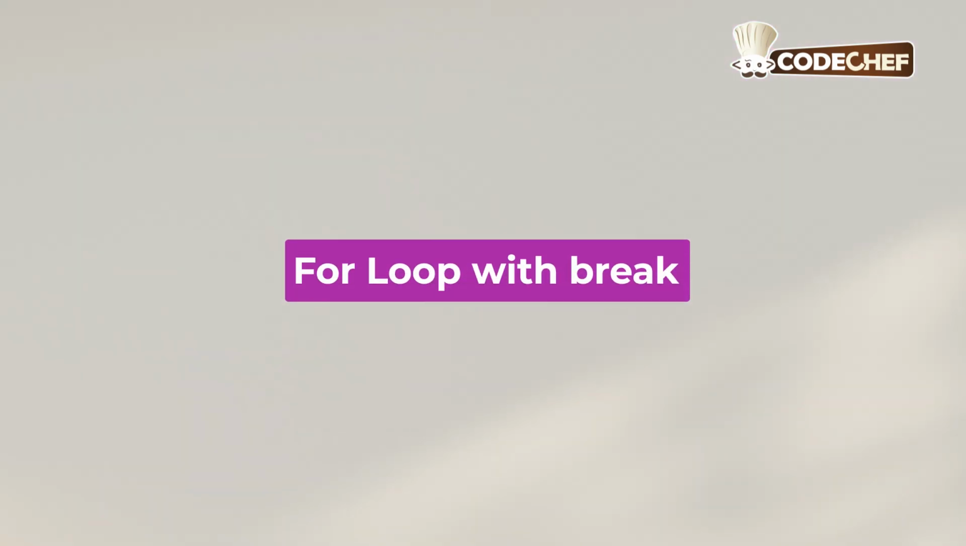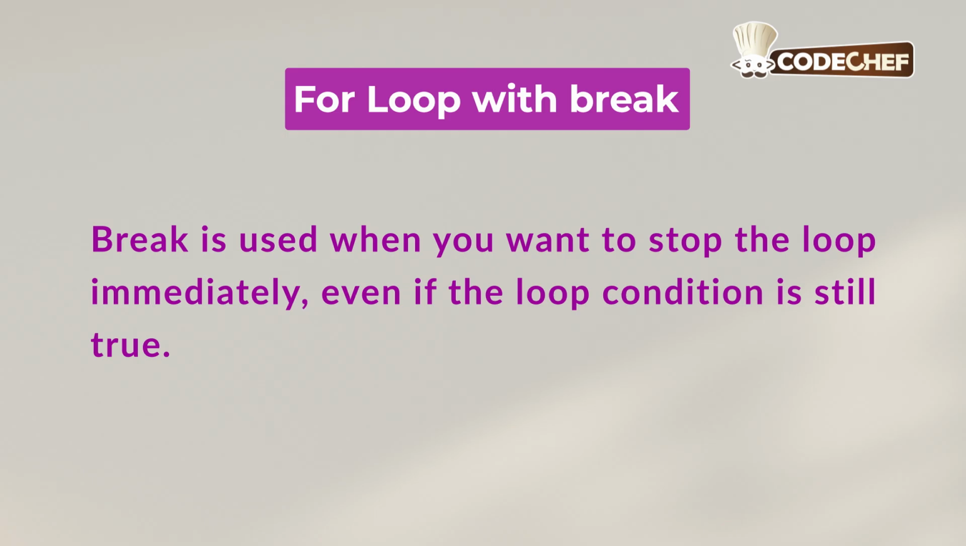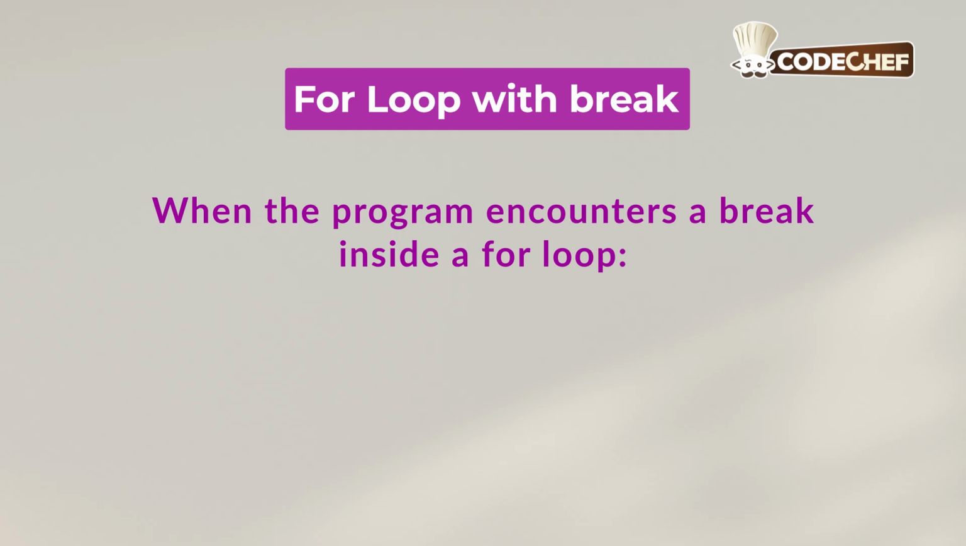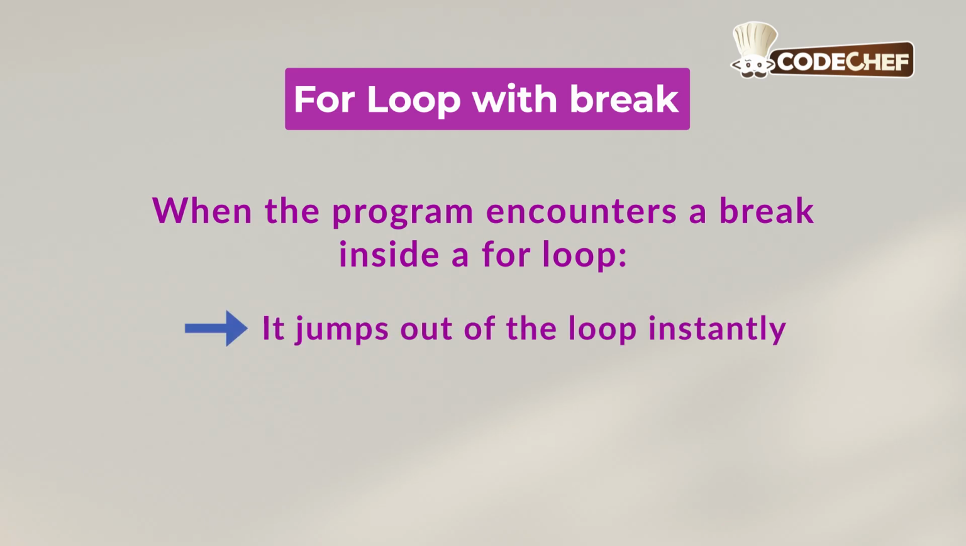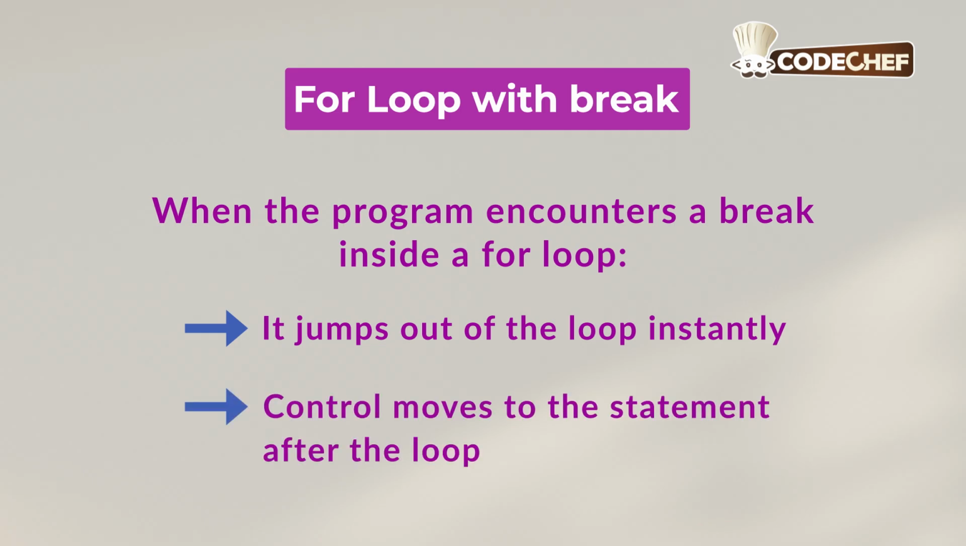For loop with break. Break is used when you want to stop the loop immediately, even if the loop condition is still true. When the program encounters a break inside a for loop, it jumps out of the loop instantly and control moves to the statement which is after the loop.